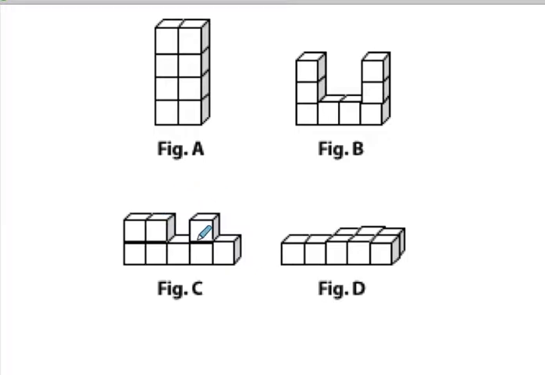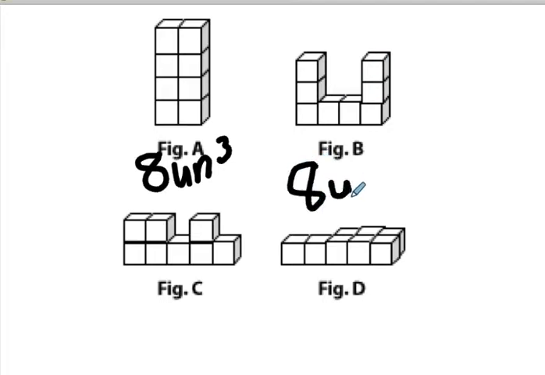Now, if you look here at figure A, I see there's 1 tower going here and 1 going here, and I don't see any on the back of it. So there's 1, 2, 3, 4, 5, 6, 7, 8. So figure A is 8 units cubed, or cubic units. Now here is what we call a gap. There are no cubes in this space, so we're not going to count them. So we have 1, 2, 3, 4, 5, 6, 7, 8. So this one is 8 units cubed.